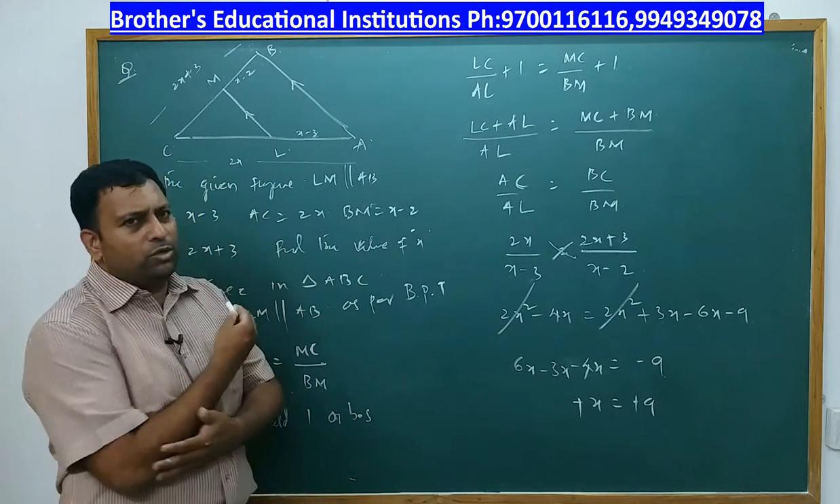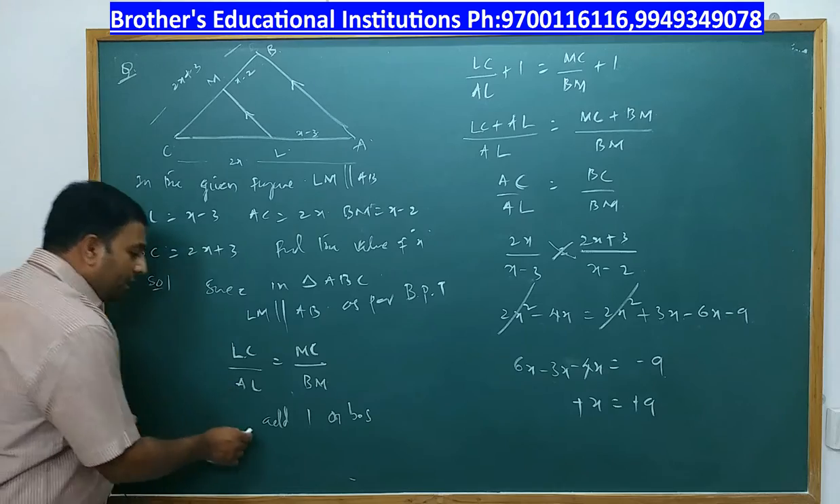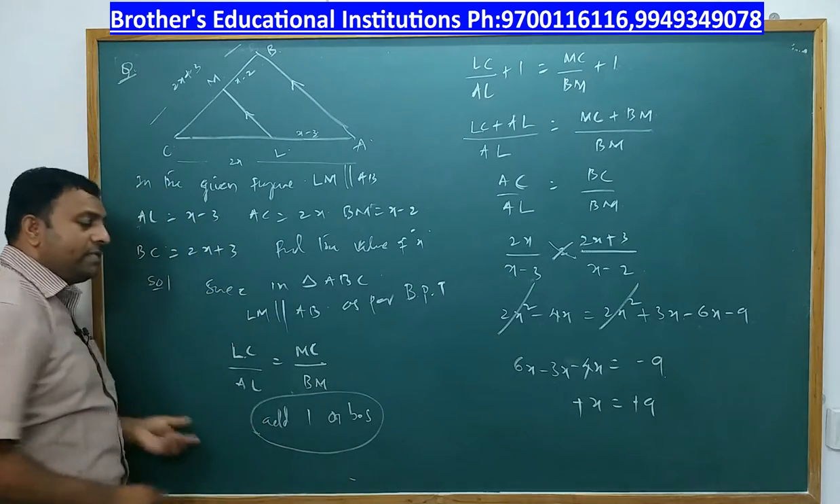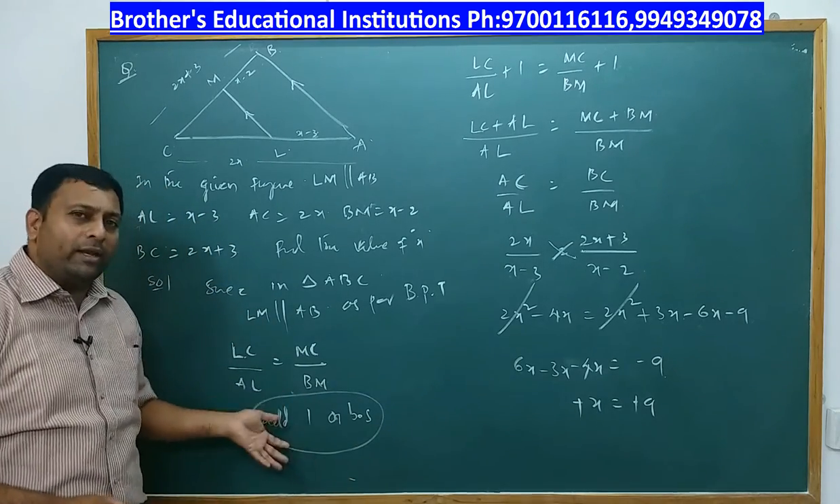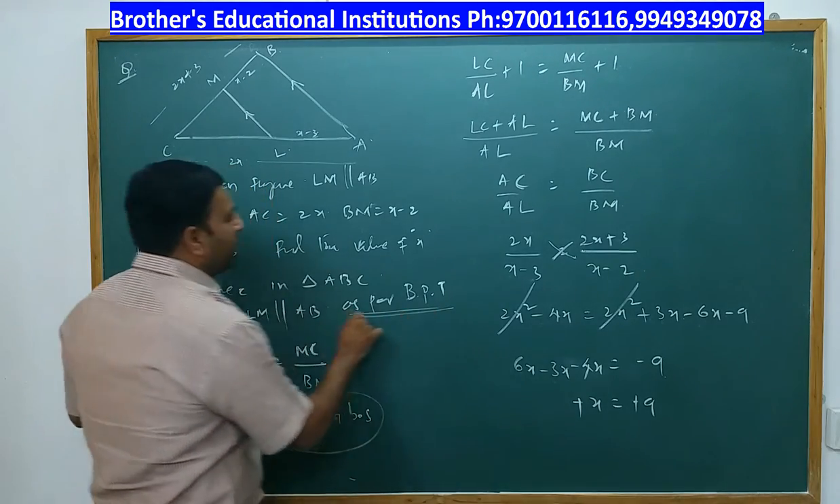So I am sure you understood this. The most important point or criterion here is adding 1 on both sides. So please give a thought to why I have added 1, then you will understand the entire scenario, and of course you are using the basic proportionality theorem.